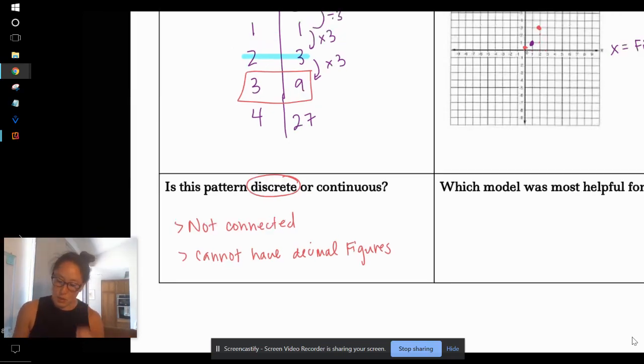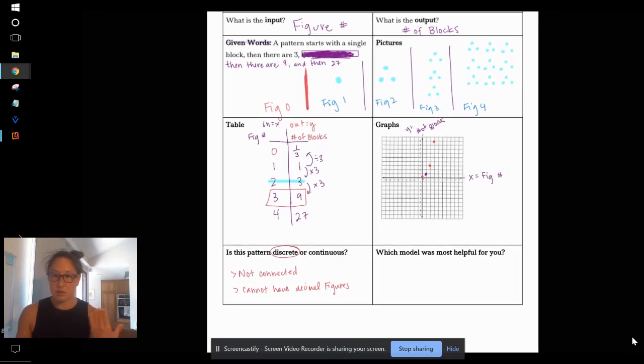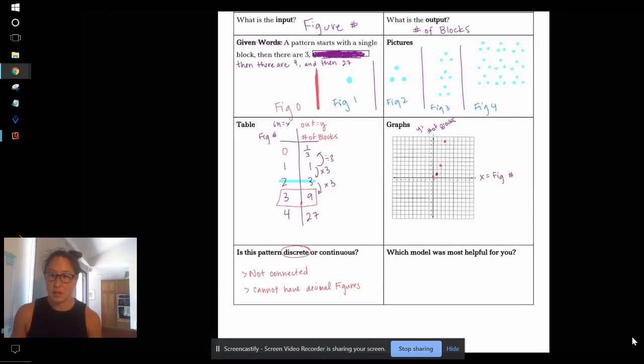Okay. Which model is most useful to you? The words, the pictures, the table, the graph? I see different things, so you can write a bunch of different things. For the table, it was really easy for me to see the pattern. So I could see the pattern was multiplying by 3 and multiplying by 3. Math is just patterns, so recognizing how the figure is growing helps me a lot.